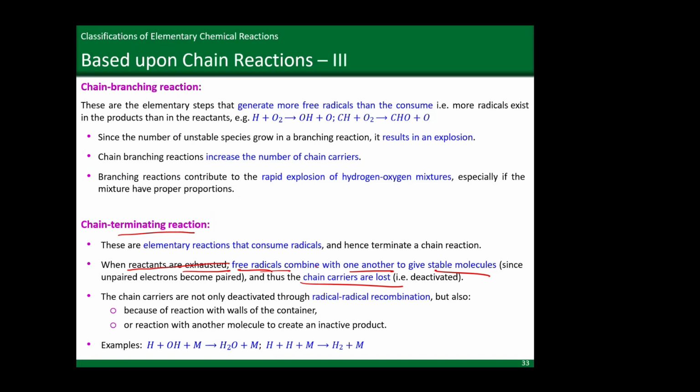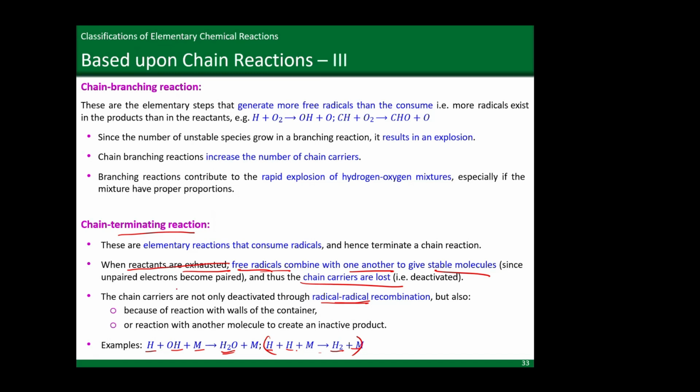Now that is one major way: deactivation of the chain carrier through radical recombination, such as H plus OH plus M, H and OH being the two radicals, combining to form H2O plus M. This is one common way. You could also have H plus H plus M giving H2 plus M. You can see it is the exact opposite of the chain initiation, right? This reaction is particularly the exact opposite of chain initiation, which we said was endothermic and happens due to dissociation of the stable molecule. So here we are going back to the stable molecule. Okay, this is one way for the chain to be terminated, but there are other ways, right?